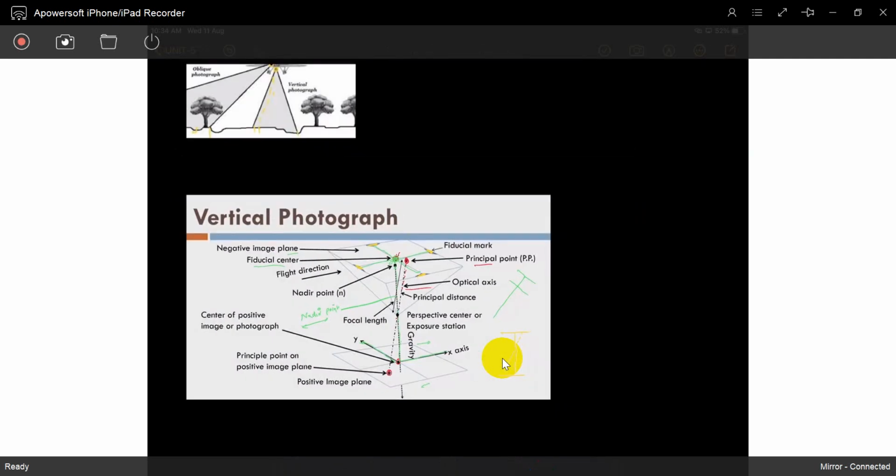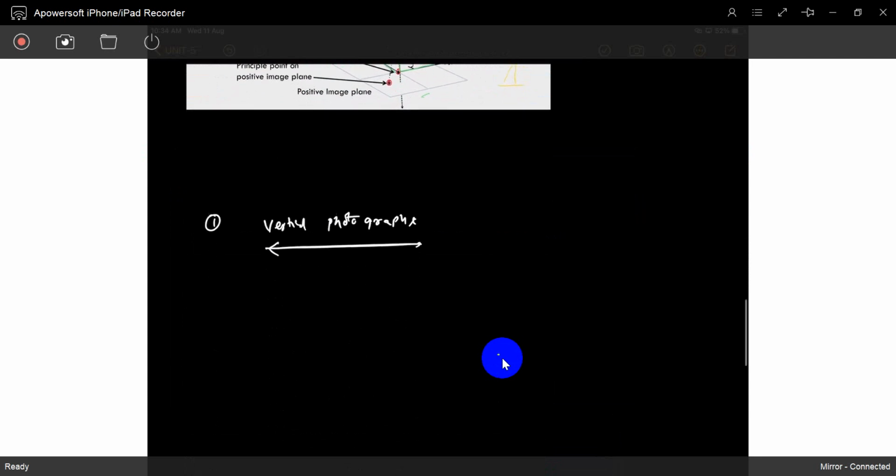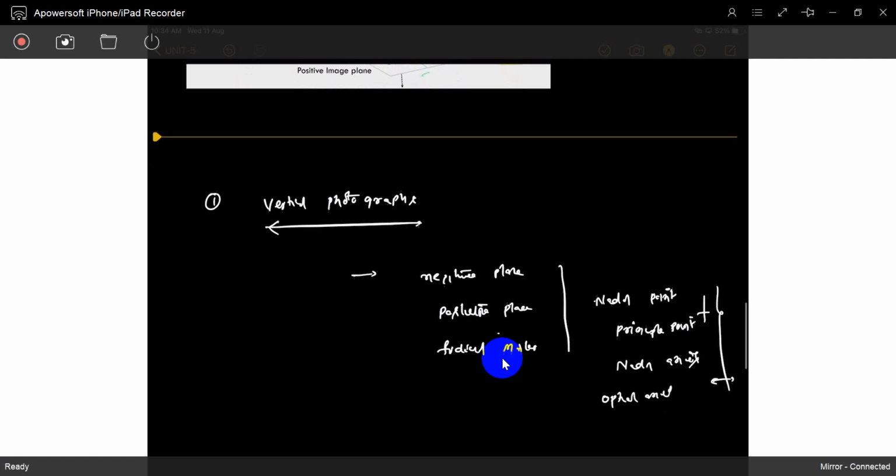You can see these later. Okay, that's it. So how the photographs are taken? Vertical photographs, we discussed negative plane, positive plane, fiducial marks, another point, principal point, Nadir axis, optical axis. Okay, these are the terms, we will get it.